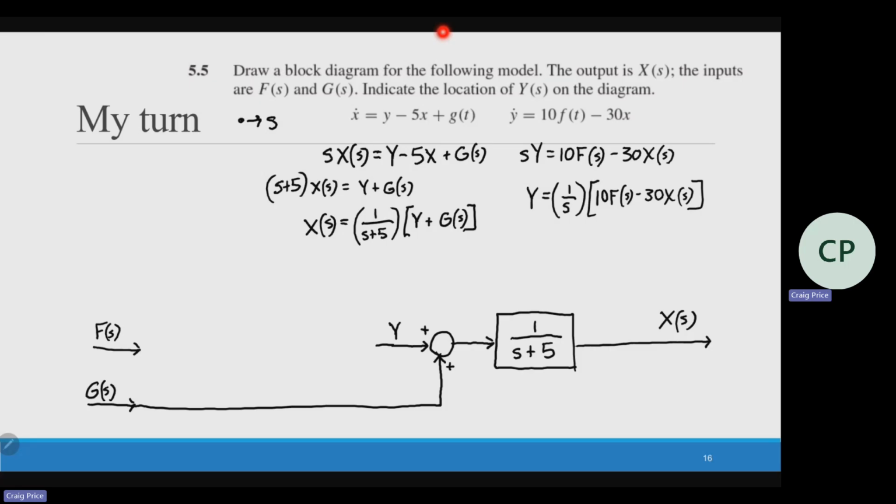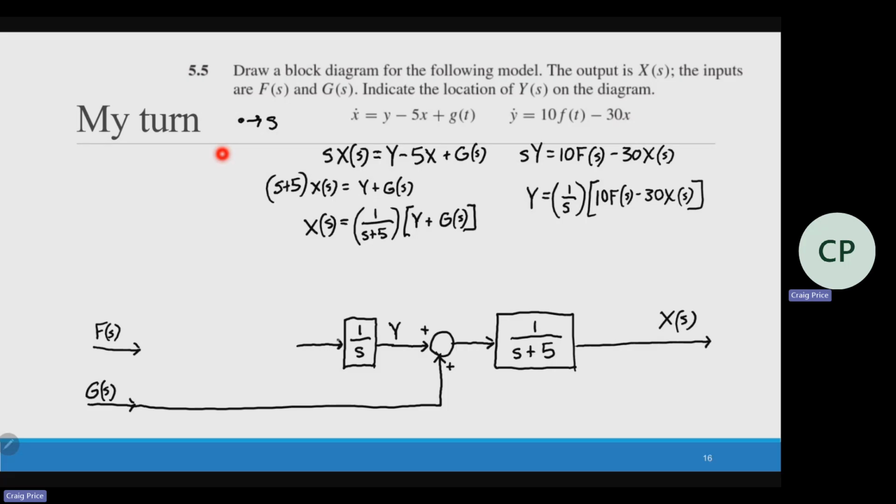So y is equal to 1 over s. I can just put a block here. Again, that's just a transfer function. It's about as simple as it gets. First order transfer function, that's an integral. So y is equal to 1 over s times 10f minus 30x.